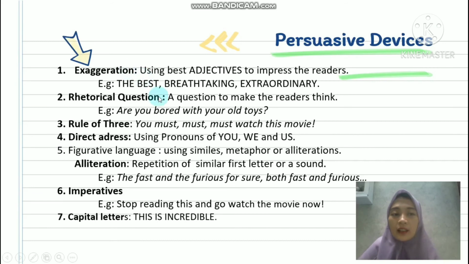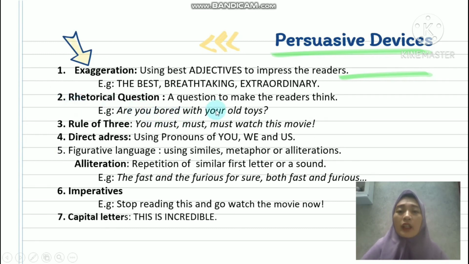Okay. Alright, here they are, the persuasive text. We have 7 persuasive devices, everybody. The first one is exaggeration, melebih-lebihkan. Okay, it means using best adjectives to impress the readers. Okay, for example, the best, breathtaking, extraordinary, impressive, fantastic. Yeah, many best adjectives.